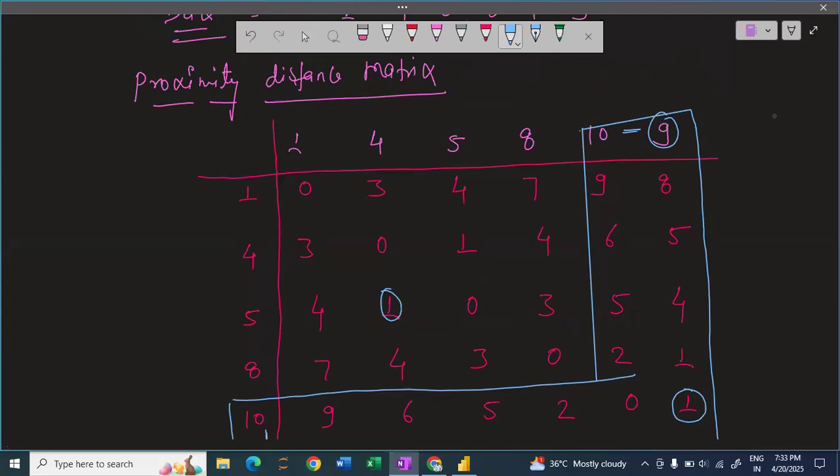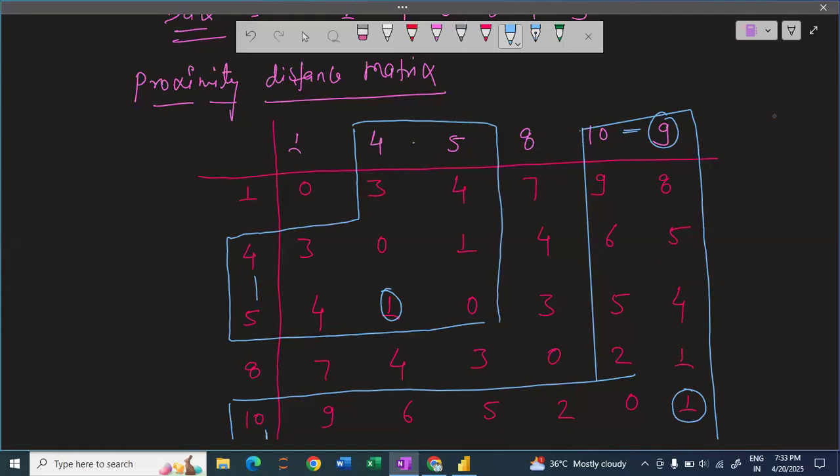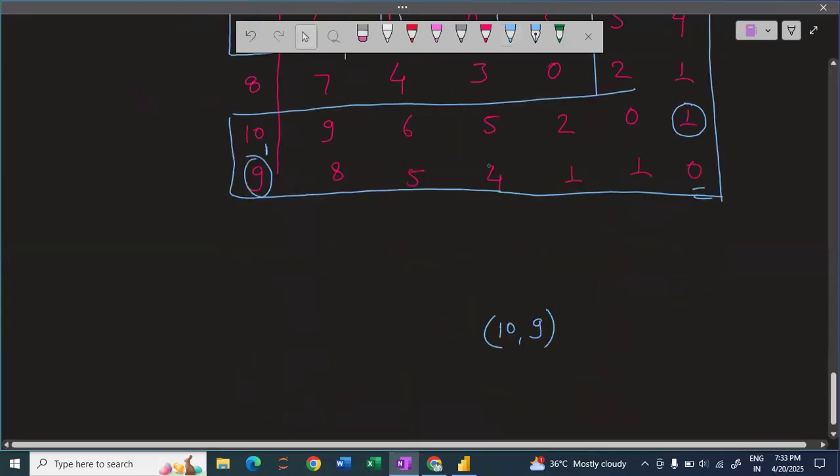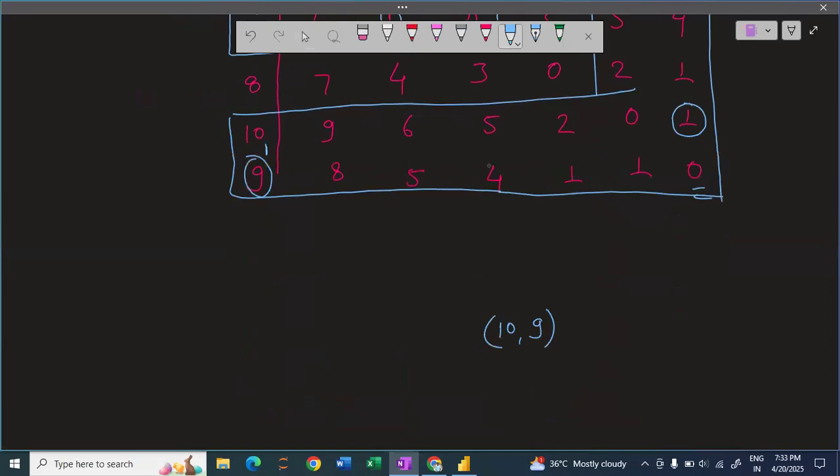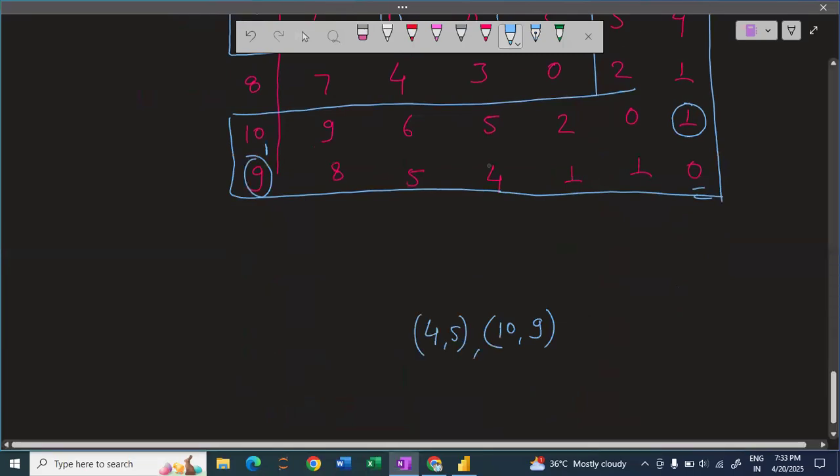Saurabh? Yes. Okay. So like 4 and 5. So these are the two data points and these are the two data points. So how can we make it? Now, how many data points we have? 4 and 5 are the minimum distance. So 4, comma 5, and then comma.